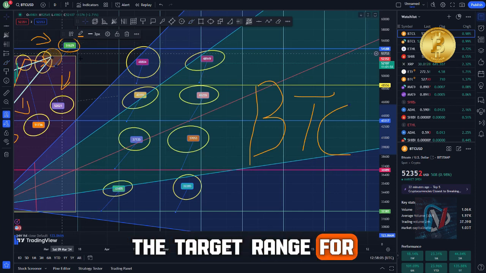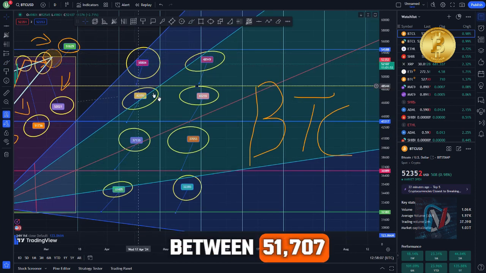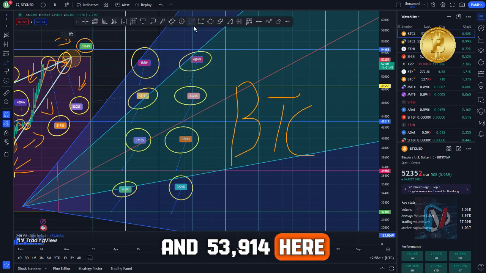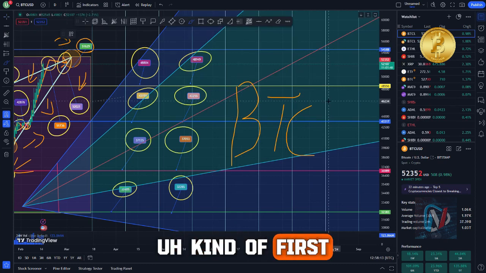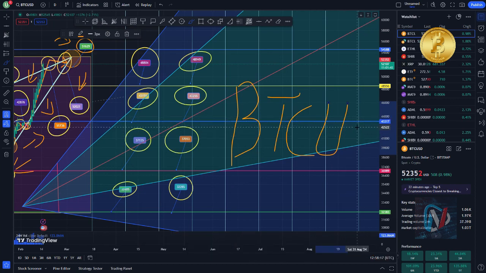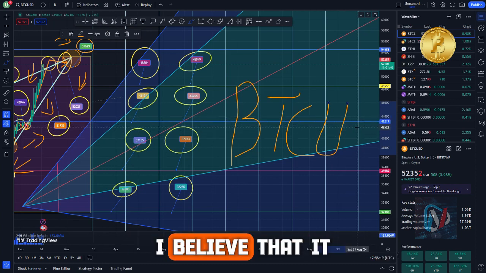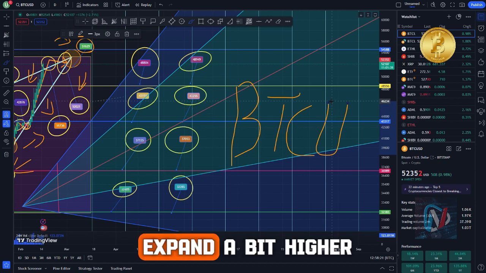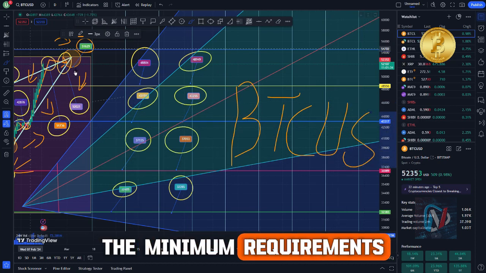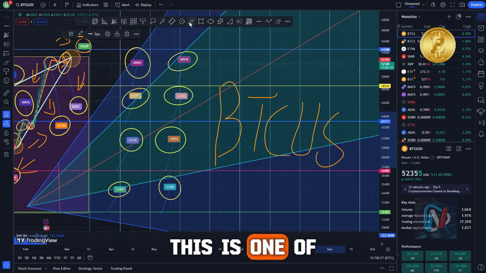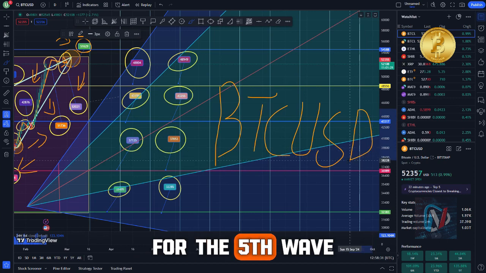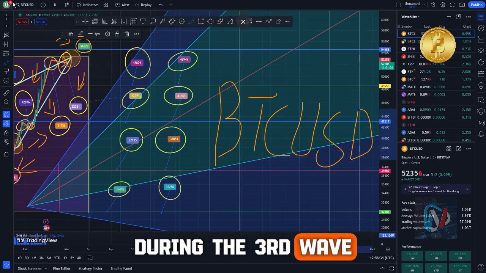Additionally, the target range for wave 5 is located between 51,707 and 53,914 here. Kind of first resistance is represented by the 38.2 extension. With that being said, I believe that it would be great if it could still expand a bit higher, but it would already have fulfilled the minimum requirements. In addition, this is one of the FIB levels that I encounter when I'm attempting to measure a target for the fifth wave of the circle during the third wave.